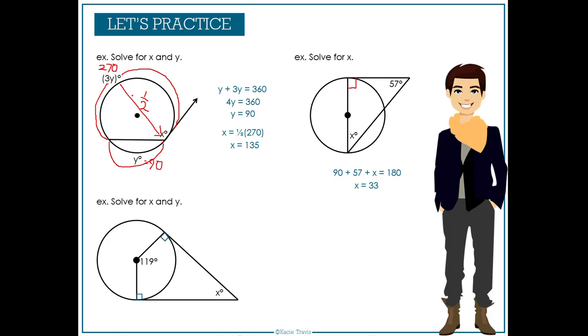This is just a property of four-sided shapes. So I got x plus 119, that central angle, plus 90 plus 90 equals 360. When I add these two together and subtract it, that ends up giving me an x of 61.